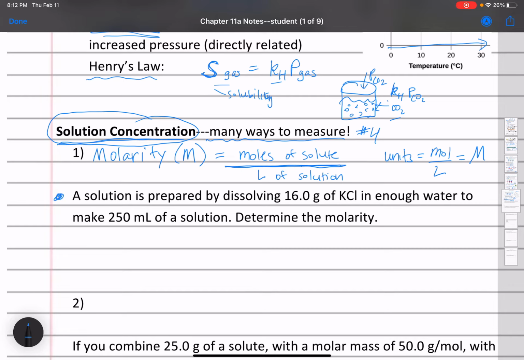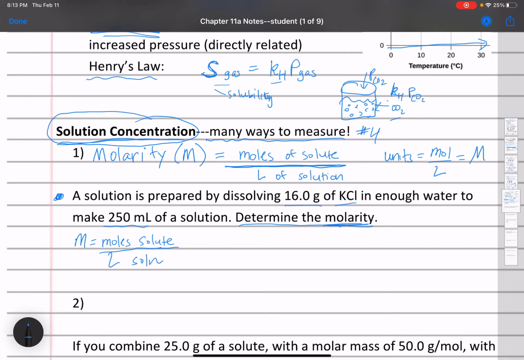A solution is prepared by dissolving 16 grams of potassium chloride in enough water to make 250 milliliters of solution. Determine the molarity. So the way I like to start these problems, I like to write out any formulas I might need to use. And molarity, I know that molarity is moles of solute per liter of solution. So do I know the moles of solute?